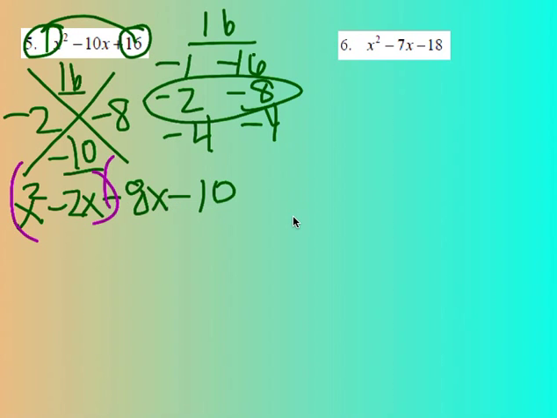So I'm going to go ahead and make my two groups. Between x squared and 2x, I can take out an x, and then we're left with x minus 2. So here I have a negative sign, okay? Oops, sorry, there should be a positive 16 at the end.